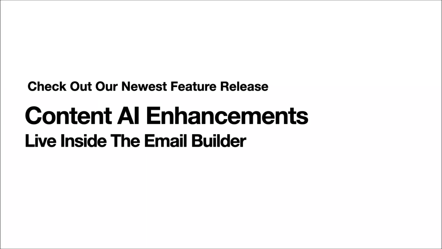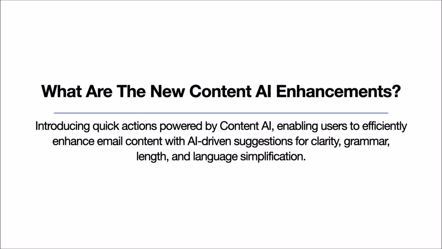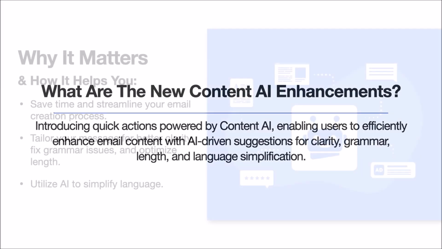Check out our newest feature release. We now have Content AI enhancement right inside of the email builder. So what is the new Content AI enhancement? Well, this is going to introduce quick actions powered by Content AI, enabling users to efficiently enhance email content with AI-driven suggestions for clarity, grammar, length, and even language simplification.